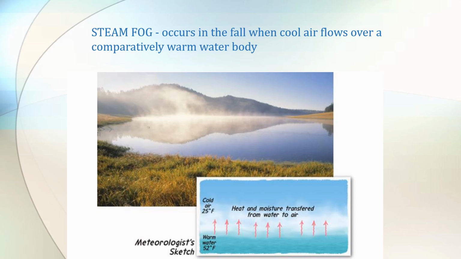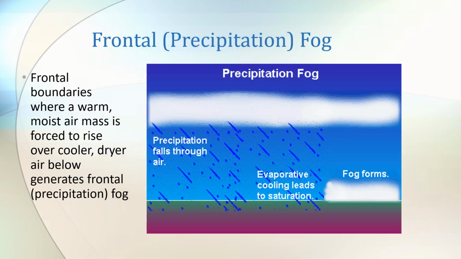Another type of fog that is formed with the addition of water vapor to air is the frontal precipitation fog. The frontal precipitation fog occurs at frontal boundaries where a warm, moist air mass is forced to rise over cooler, drier air below. Then this drier air below generates frontal fog or frontal precipitation fog.